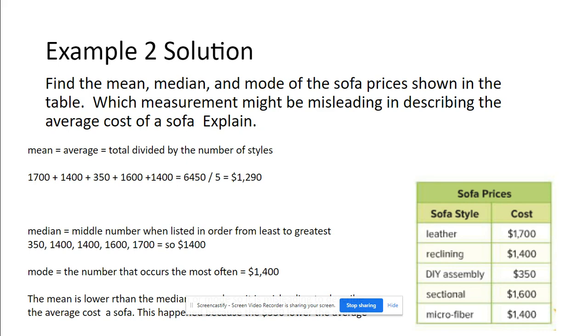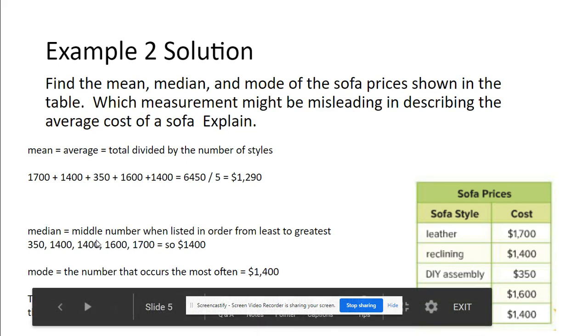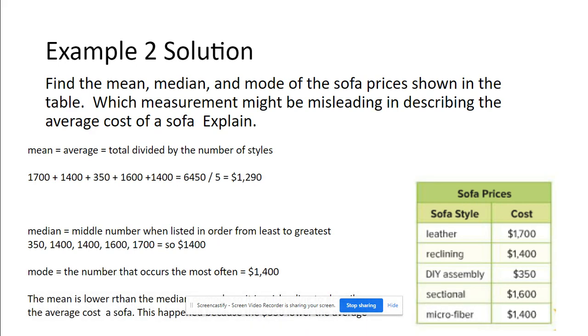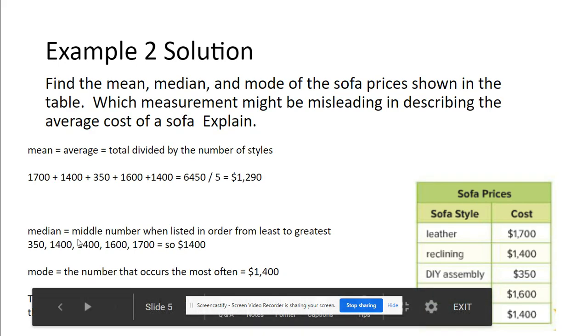This one does have a clear middle though, so we're just going to say that 1400 is in the middle. So 350, 1400 gives you the 2 outliers on the left, and then 1600 and 1700 are the 2 outliers on the other side. If that term outlier is kind of weird to you, we will be dealing with that later on in this chapter. So 1400 is the middle value.